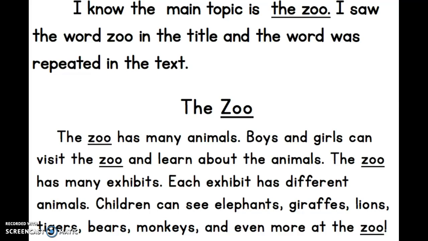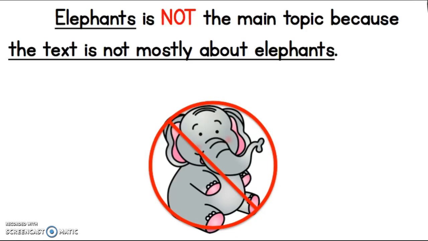Look what I did. I underlined the word zoo in the title, and I also underlined it in the text 4 times. I know this main topic was the zoo for sure. Now, elephants is not the main topic because the text is not mostly about elephants.